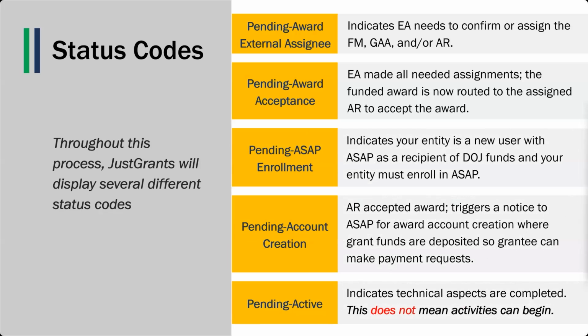Also, you should review all award conditions to see if there are any items that need action by the recipient. Please note that this does not mean that you can begin activities. You need to contact your DOJ grant manager before obligating, expending, or drawing down any funds or starting any activities. Please remember that accepting or declining award can only be done through JustGrants.